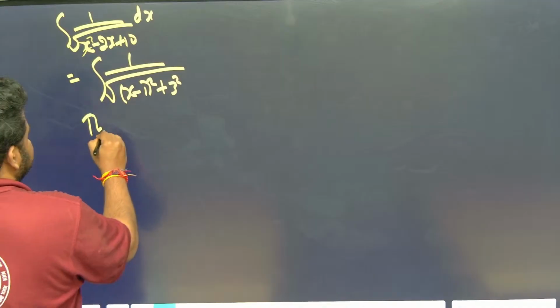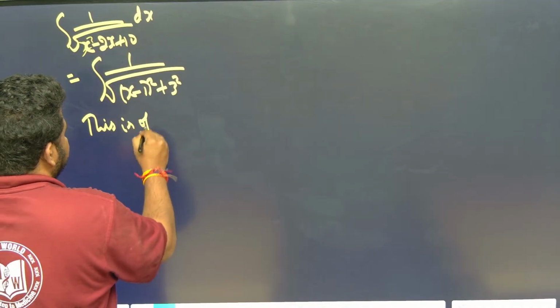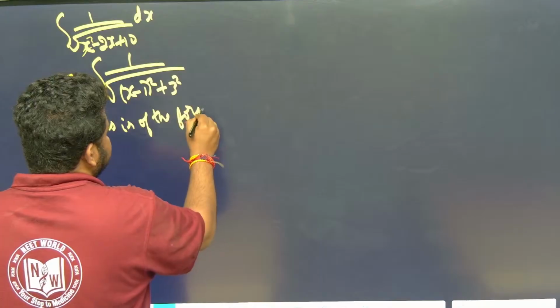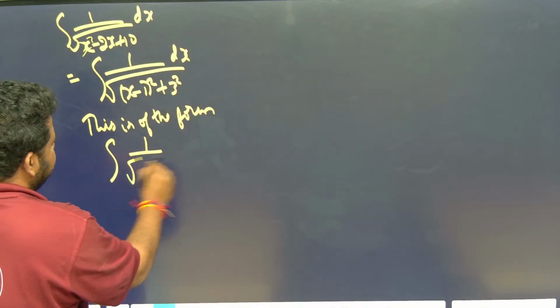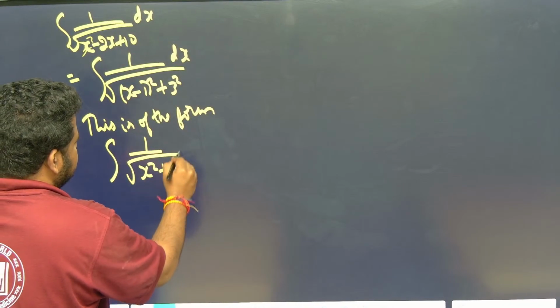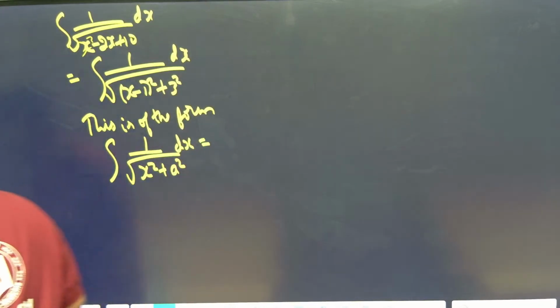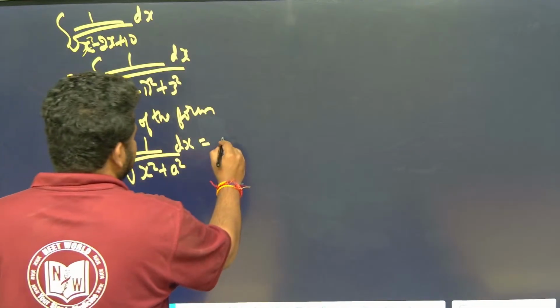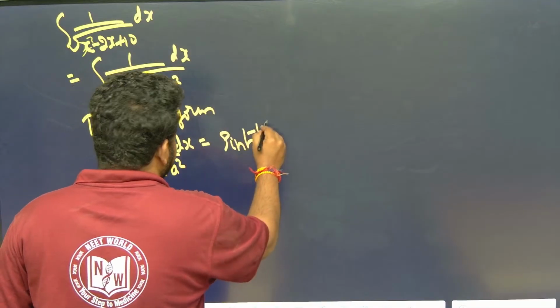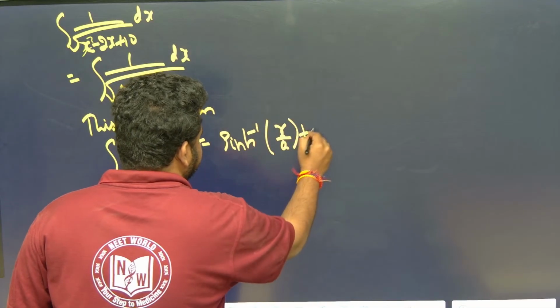Now what we have to do for this question? These are of the form: integral of 1 by square root of x square plus a square dx, you have to write the dx, mandatory. This will be equal to sinh inverse of x by a plus c.